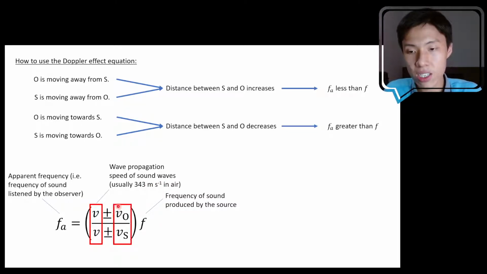Then next you have this V subscript O and V subscript S here. V subscript O represents the speed of the observer. It can be moving away, it can be moving towards. You don't need to care about the direction. You just need to know the magnitude of it.